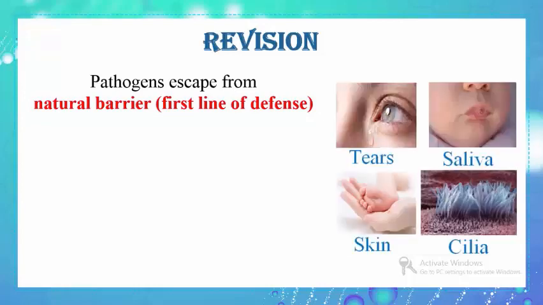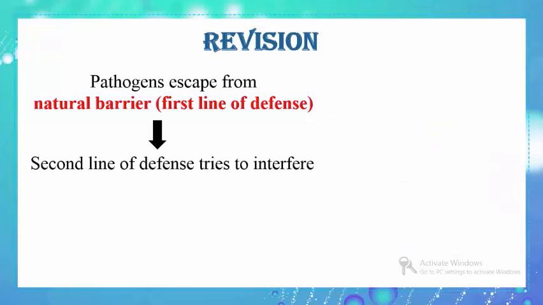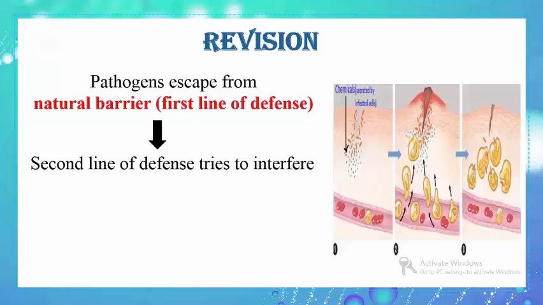Remember, natural barriers like tears, saliva, skin, and cilia. The second line of defense, which is the first line of immune response, tries to interfere, where the leukocytes are activated to fight pathogens during the inflammatory reaction, and where phagocytosis occurs to destroy pathogens. But the phagocytosis process cannot always avoid the pathogen infection.